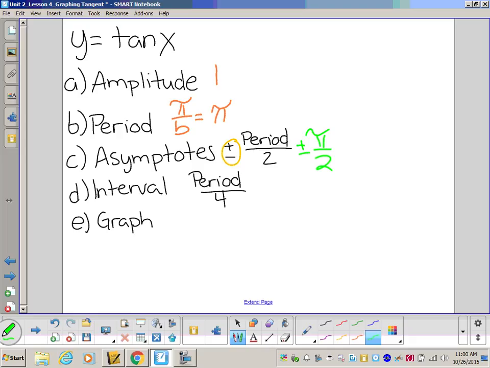Why does this have an asymptote? Because there are degree values and radian values that when you plug them into the tangent function, they're undefined. Like there is no answer. So pi over 2 is the same as 90, right? So the tangent of 90 is undefined. Tangent of 90 is y over x, which is 1 over 0. Division by 0 is undefined. And then to find the interval, we take the period divided by 4, just like we have been.